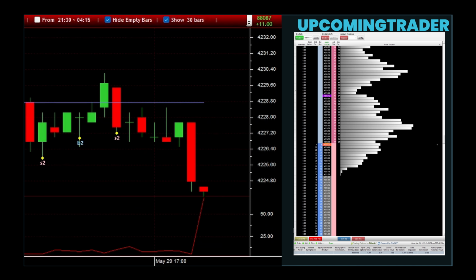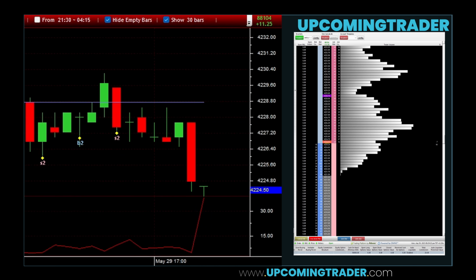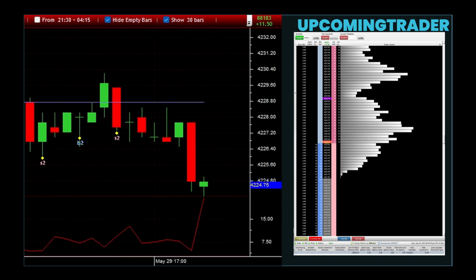Single prints represent areas where price moved so quickly that there was very little trading activity. These levels are often formed in response to significant market events and serve as areas of strong conviction. When the price revisits these single print areas, they frequently act as either support or resistance. Traders pay close attention to these zones because a strong reaction, either rejection or breakthrough, can provide a clear signal of market sentiment, helping in making better trading decisions.